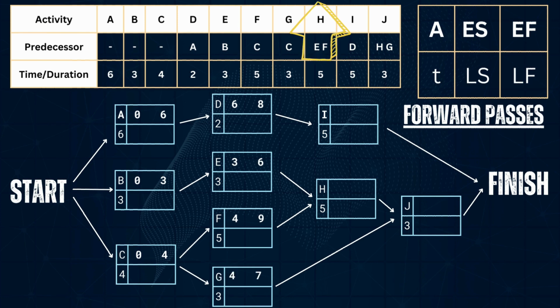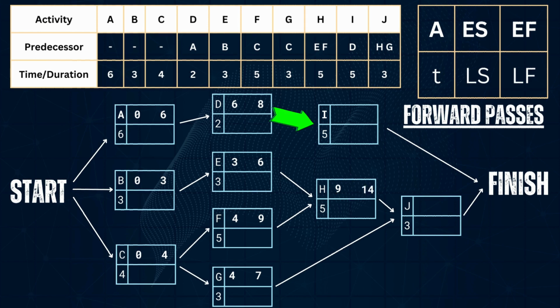Activity H needs E and F to finish before it can start. Since the earliest finish of E and F are 6 and 9 respectively, and H needs both of them to finish in order to start, the earliest time it can start is 9. In other words, we're going to get the highest earliest finish so we can start activity H, which is 9. And to get the earliest finish of H, 9 plus 5 is equal to 14.